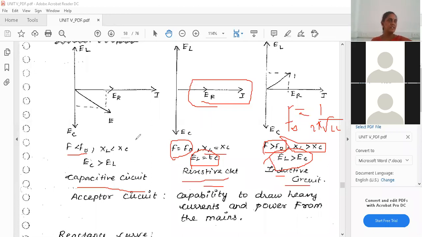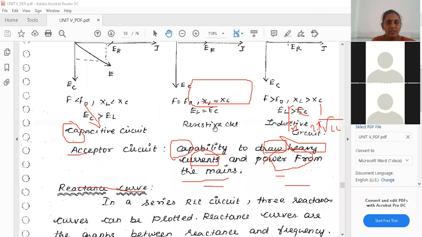So if XL is greater than XC, what happens? EC is greater than EL. The voltage across the capacitance is greater than the voltage across the inductance. So what happens? See, the resultant current or voltage will be drawn in the lower side of the diagram, because here we are going to have the capacitance voltage. So the capacitance voltage alone is going to be higher as compared to the inductance voltage. Okay.